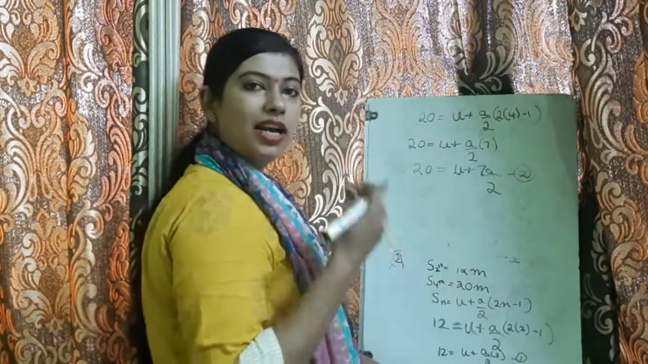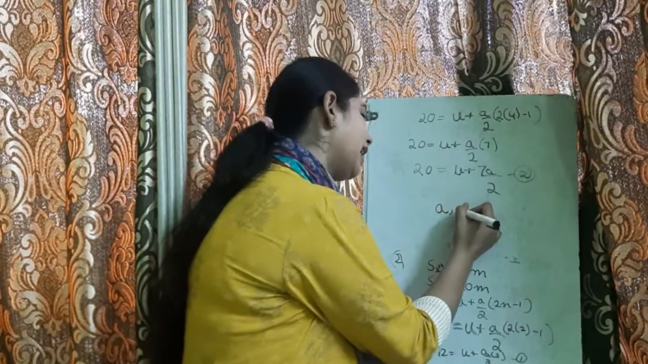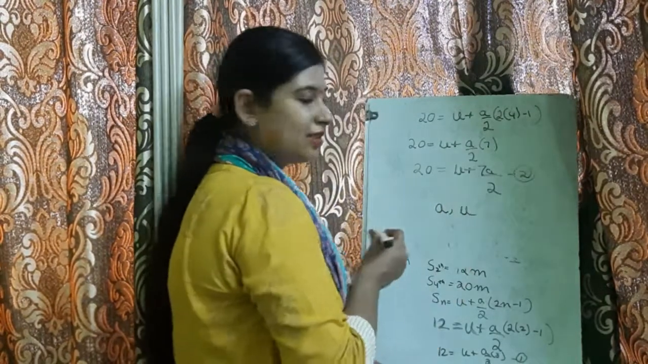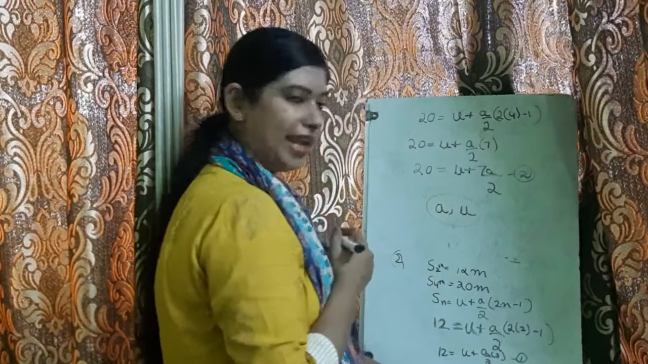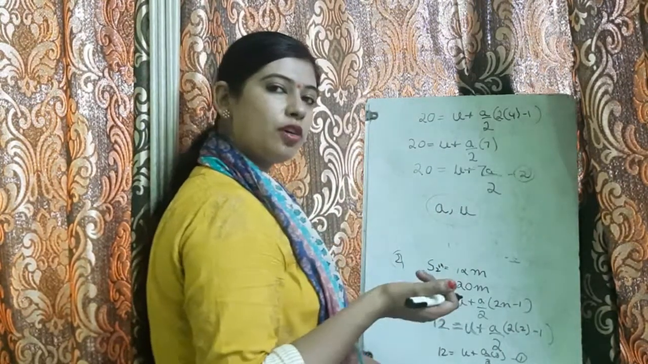Now when you solve equation 1 and equation 2, you must have done solving equations in 2 variables earlier, you will get the value of a and u. First you find the value of a and u, then tomorrow I will tell you the rest of the question.